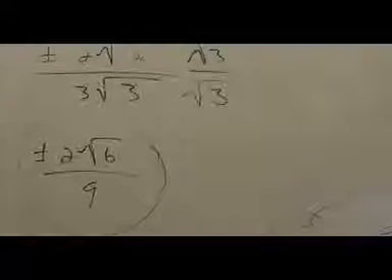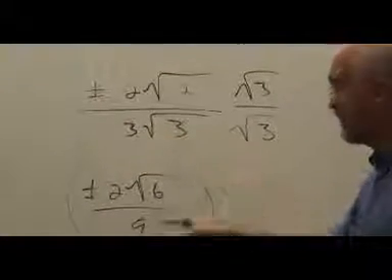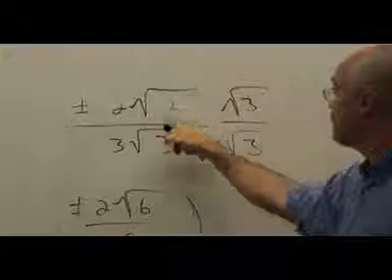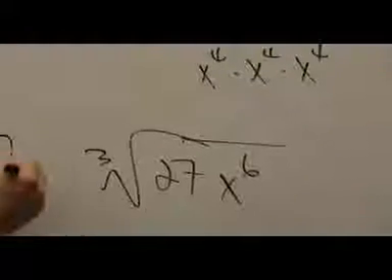So 3 times 2 is 6. 3 times 3 is 9. The square root of 3 times the square root of 3 is 3, so 3 times 3 is 9. And 2 times that, that's where the 6 comes from. So you have to do that one little word problem. It should be a piece of cake.